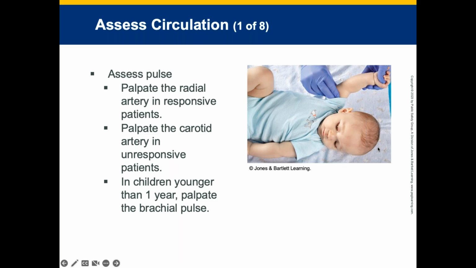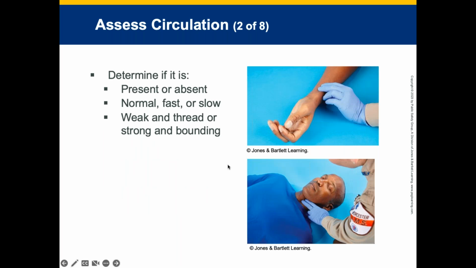When you palpate a pulse, do not use your thumb. Remember, your thumb contains a pulse as well. Your normal heart rate for an adult is 60 to 100 beats per minute, which amazingly enough is the intrinsic rate of the SA node of your heart, 60 to 100. During the primary survey, we want to assess the pulse to determine if it is present or absent, normal, fast, or slow, weak and thready, or strong and bounding. Determine the adequacy of the pulse during the secondary assessment as well. Always reassess to see if there's any changes. Rate, rhythm, quality.